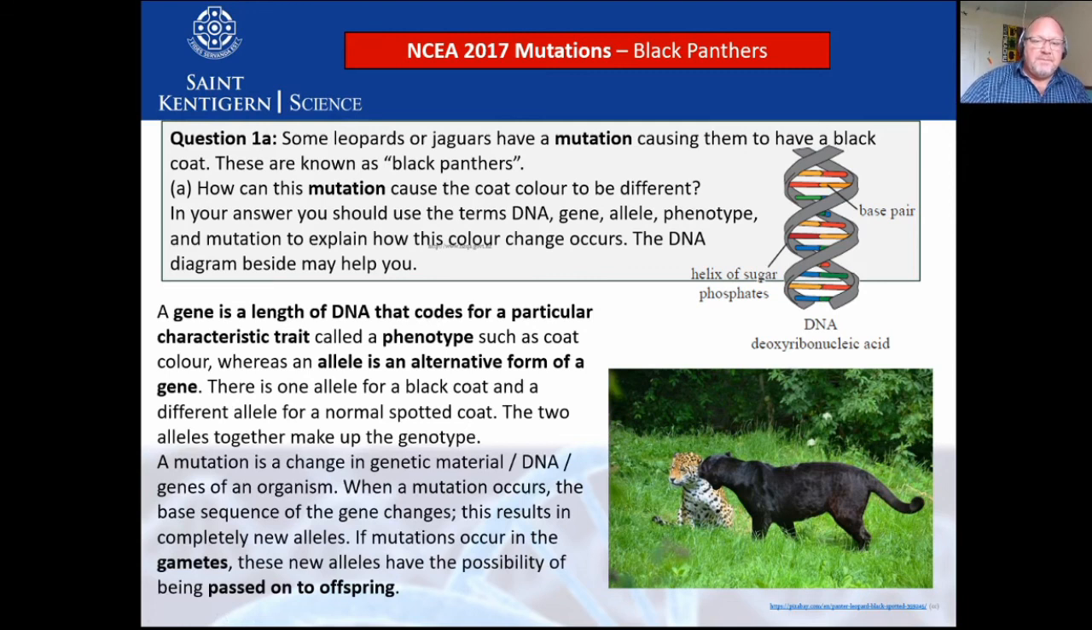Okay, so in your own time, I want you to read through this. But let's just check the highlights. A gene is a length of DNA that codes for a particular characteristic or trait called a phenotype, such as the color, where the allele is an alternative form of the gene. There is one allele for black coat and a different allele for normal. The two alleles make up the genotype. Make sure that you tick them off as you speak about them.